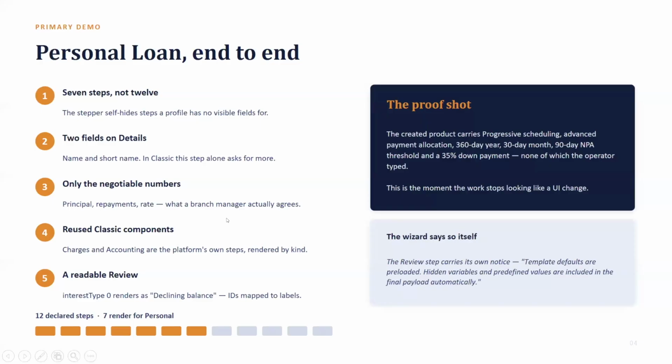So just now I showed the personal loan end to end, and I also gave the proof shot. The created product carries progressive scheduling. When the user selects the progressive scheduling, advanced payment allocation comes up, and these other values are the pre-default values which are given by the template.